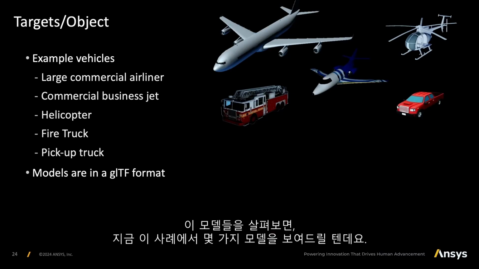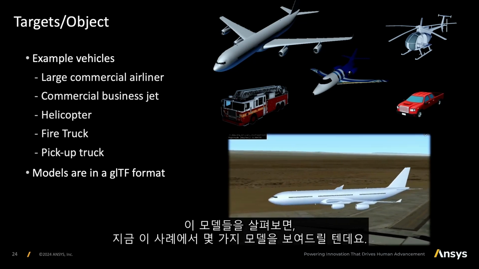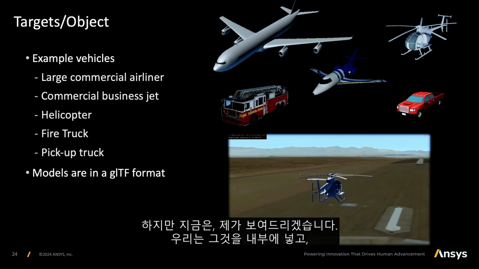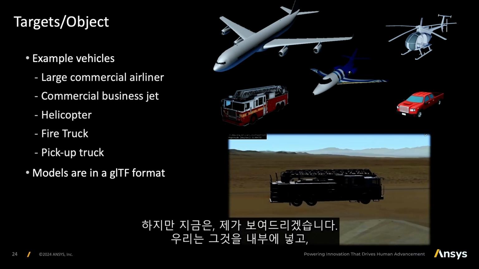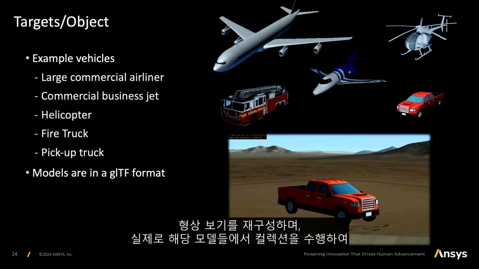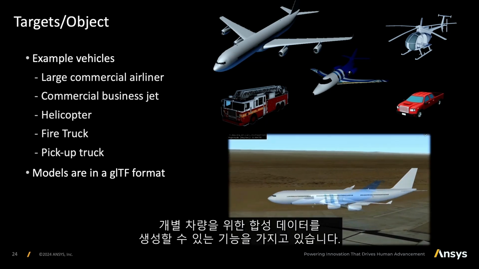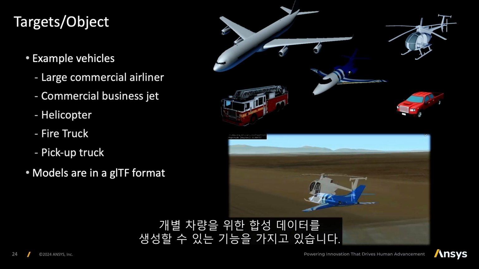The models themselves, when you look at these models, let me show you. In this case here, we have some models, and the important part about these models is I'm showing you only 5 of them, and these 5 are going to be important in the next month or so. But right now, let me show you. We have the ability to put that inside there, recreate that viewing geometry, and actually go ahead and do the collections on those models to generate that synthetic data for that individual vehicle.